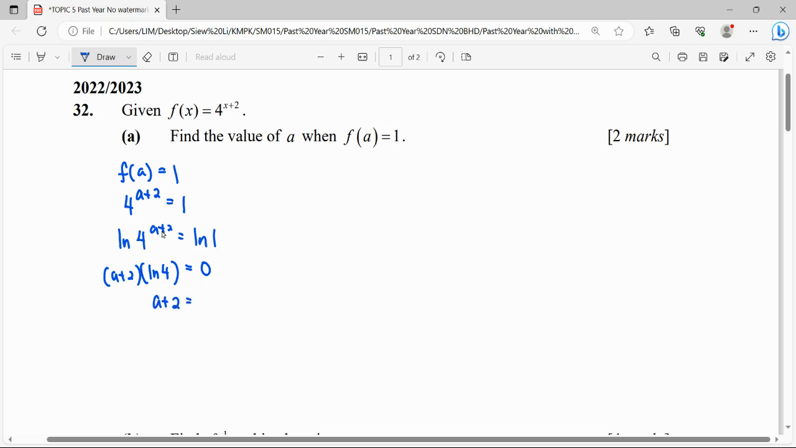Then move the multiplication of ln 4 to the right hand side, it becomes divide. 0 divided by anything gets 0. So therefore a is equal to negative 2. So from here, the first part is how we simplify our indices equation and then solve for the answer.